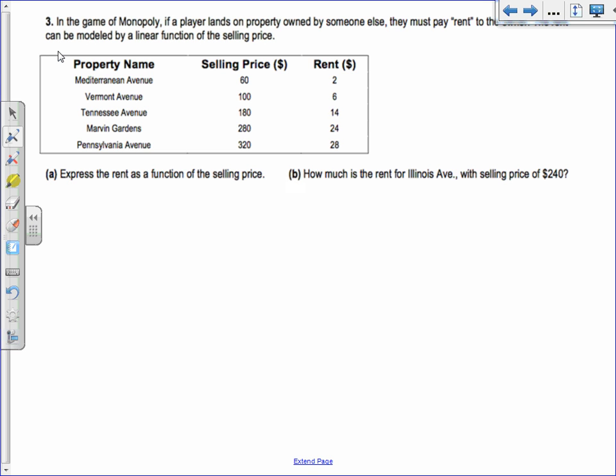Let's try this one. So it says in the game of Monopoly. Did you guys ever play Monopoly? That's still a thing? Okay. I love Monopoly. I used to cheat when I was little. Did you guys cheat? I always stole money from the bank. No, my dad was running.